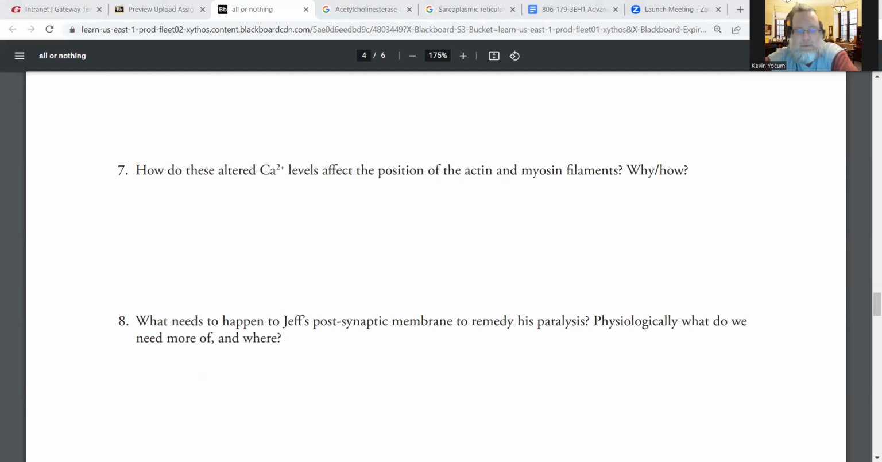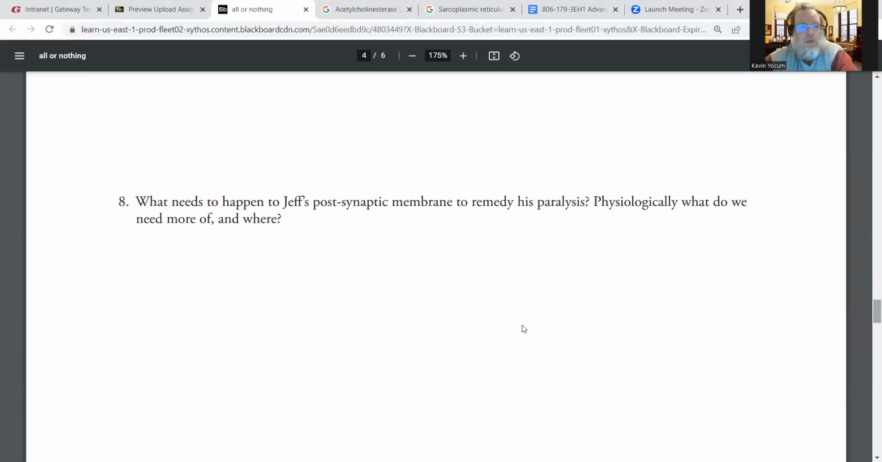That myosin binds to the actin because of the presence of calcium. Calcium binds to the troponin and tropomyosin, shifts everything, and exposes the myosin binding site. And again, when you do the beginning of this as a review of your muscle microanatomy and microphysiology, this all lines up. All right, so what needs to happen to Jeff's postsynaptic membrane to remedy his paralysis?